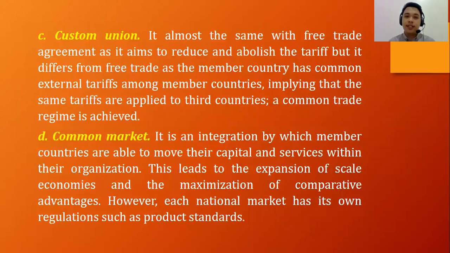Next is the customs union. Same with the principle of free trade, ang aim lang is to reduce and abolish the tariff. Ang gusto lang ni customs union, ang pinaka-prinsipyo niya lang, i-abolish na natin si tariff. Tanggalin na natin kasi nawawalan lang din naman ng saysay yan kasi nagkakaroon pa rin ng economic activity with other countries, lalo na sa iba't ibang bansa.